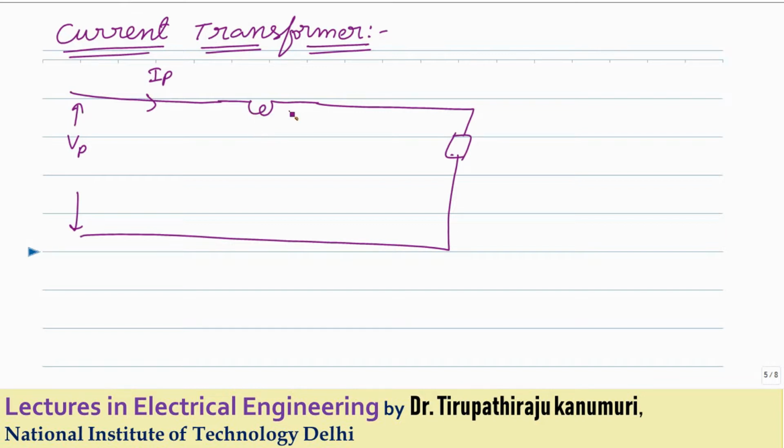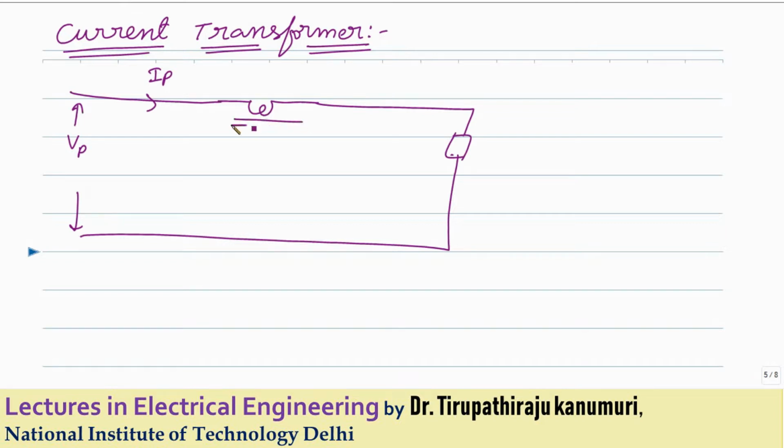The primary winding will be connected in series with the line. Because when current passes through a resistance there will be a voltage drop, the effect of this CT on the line should be as minimum as possible. To avoid the voltage drop or the effect on the main system, it should have the minimum possible number of turns with thick wire. That means it should have minimum resistance so that the voltage drop will be minimum.